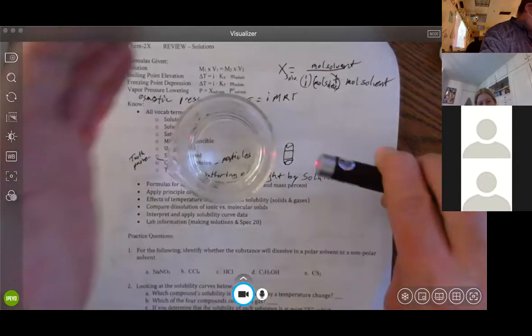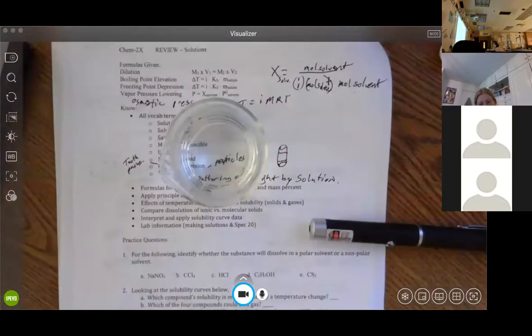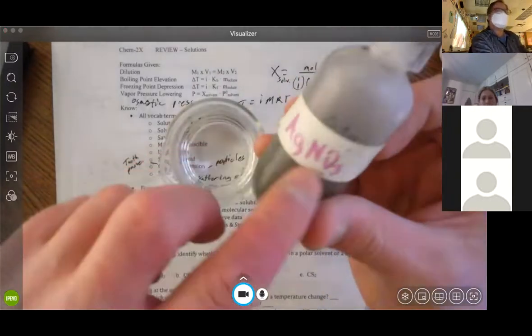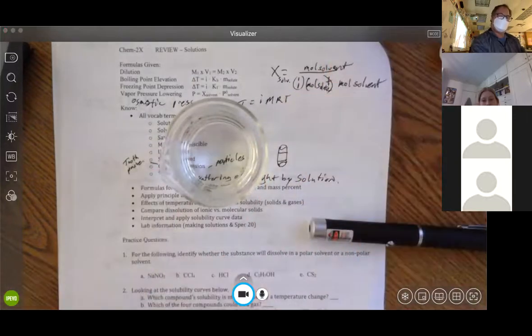Oh. So even here, it's hard to see that laser light through there. Let me add two things to it real quick. In the water. So our water is chlorinated. So here I've got a solution of silver nitrate. If you recall from last semester, any nitrates dissolve. They are completely soluble. Silver will pair up with chlorine from the water.